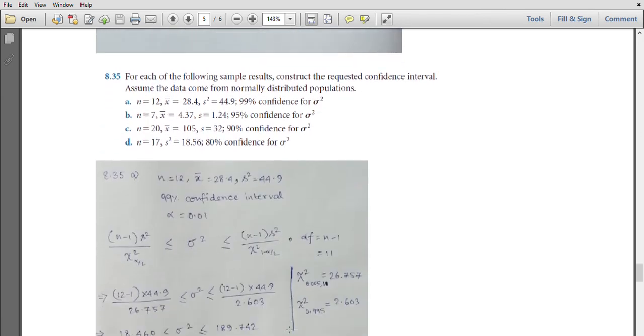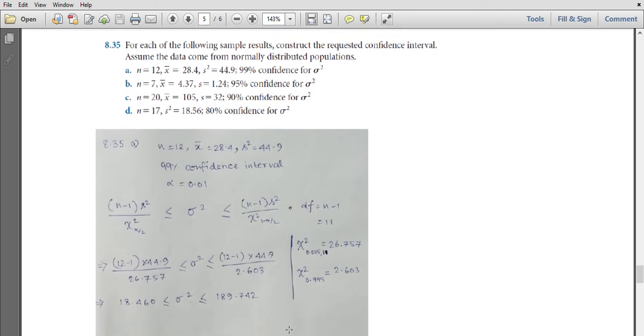Next problem is this one. For each of the following sample results, construct the requested confidence interval. Assume the data come from a normally distributed population. We have n equal to 12, x bar is given, s square is given, and 99% confidence for sigma square. So here we can see that we have all these values, a 99% confidence interval.